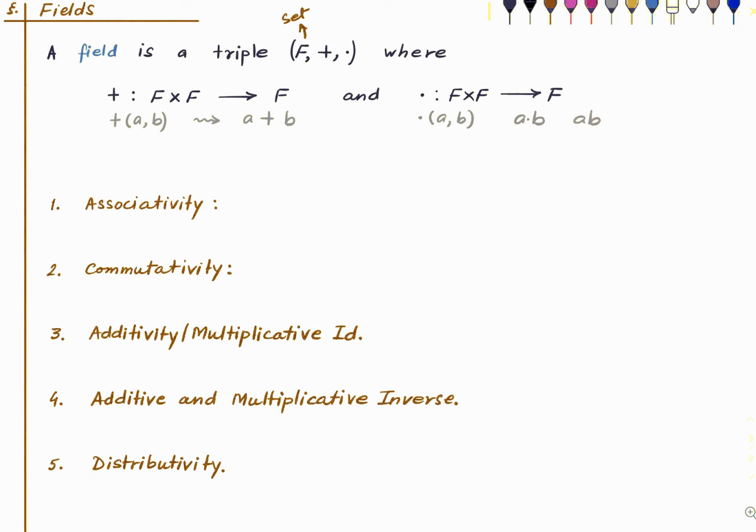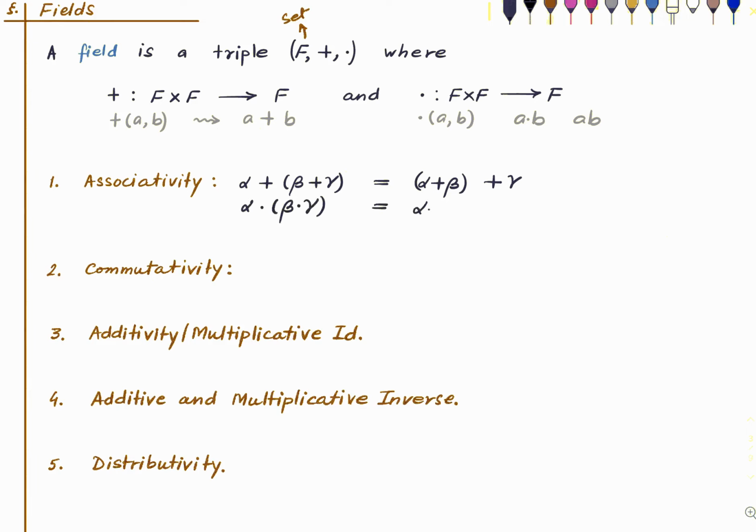Okay, so with those things out of the way, the first property this triple must satisfy, if we want to call it a field, is associativity, which says that alpha plus beta plus gamma is equal to alpha plus beta plus gamma, with the grouping shifted, for all alpha, beta, gamma in the field, and similarly for multiplication. Right? So this it must satisfy. This is called the associativity property.